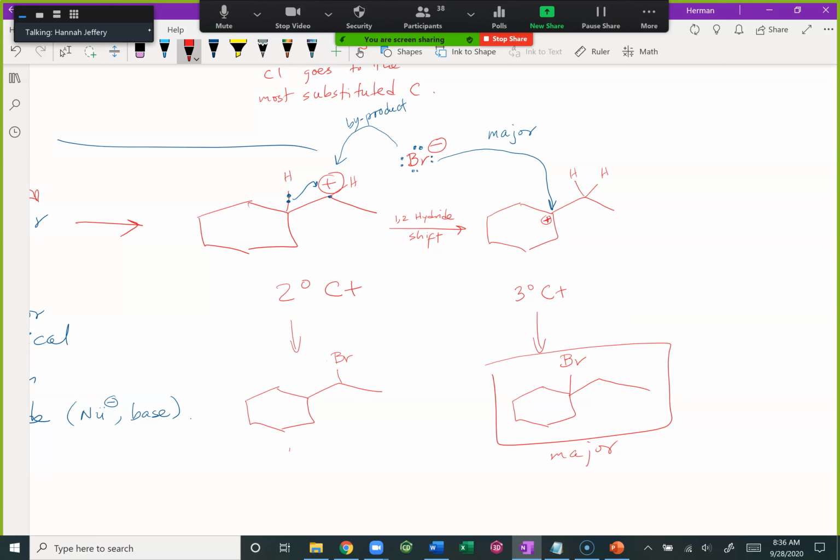Is the one on the left considered minor? Yes, it's your minor. Absolutely right. So that's what you're looking for. And we're going to practice some of that. Now, some of the reactions that I have here are fixed. They don't have carbocation rearrangements, but some do.